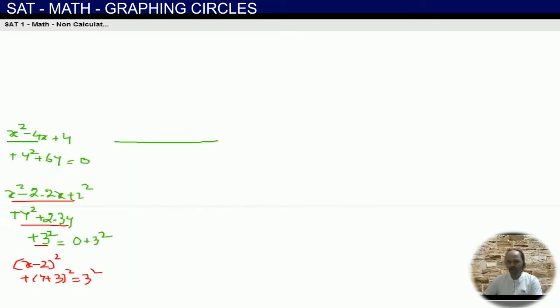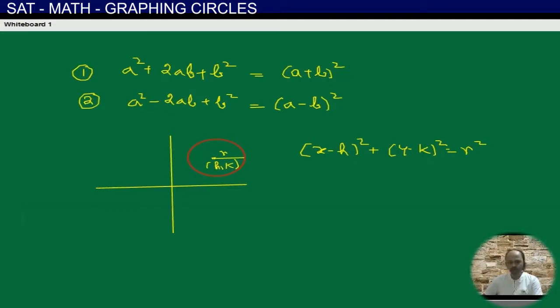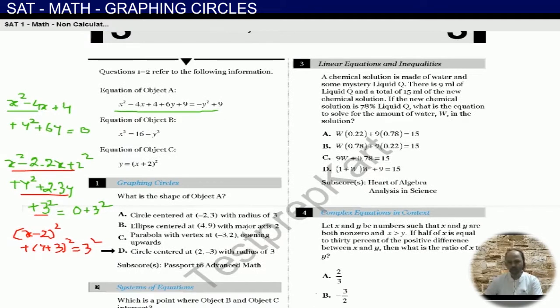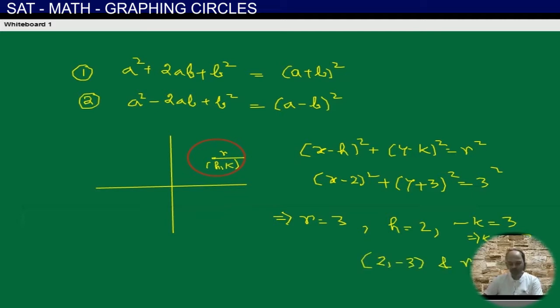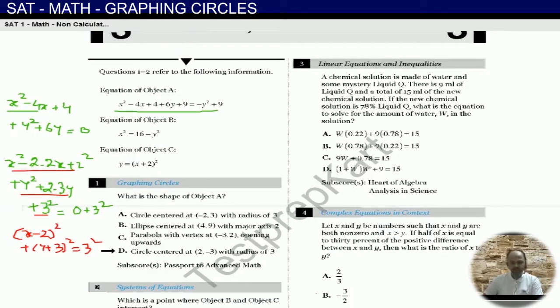If we compare this with (x minus 2) whole squared plus (y plus 3) whole squared equals 3 squared, which we got after the completing square method, definitely we can say the radius has to be 3 because it's a circle. The center h is 2, and negative k equals 3, which implies k would be negative 3. So the center would be (2, negative 3) and the radius would be 3. I believe this is option D.